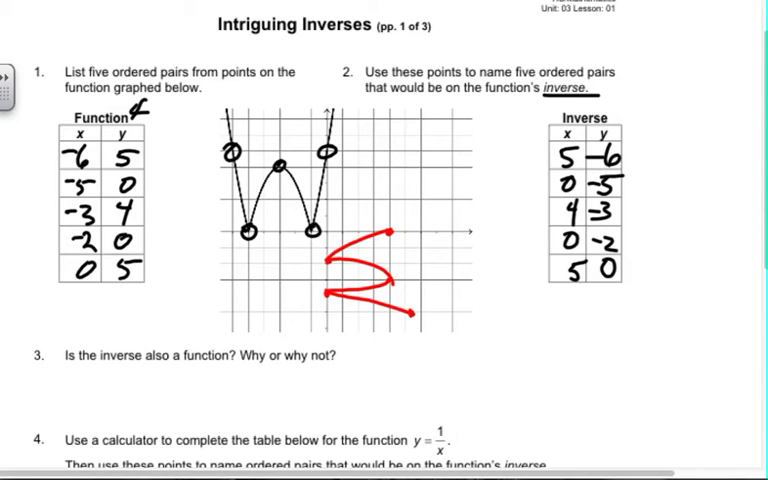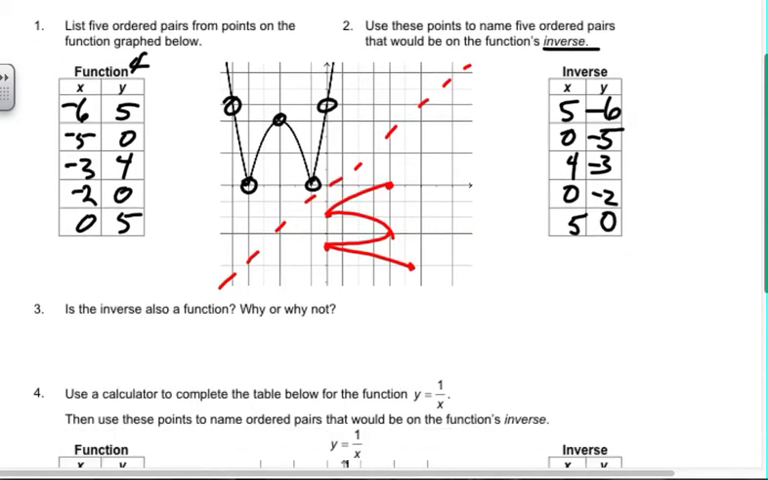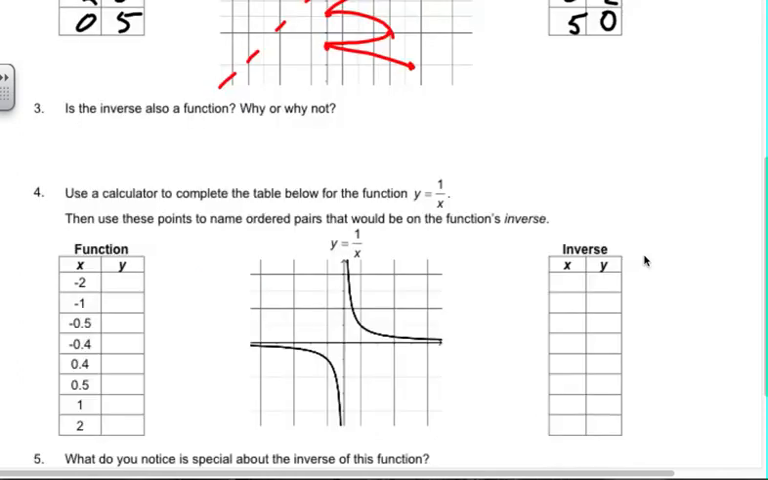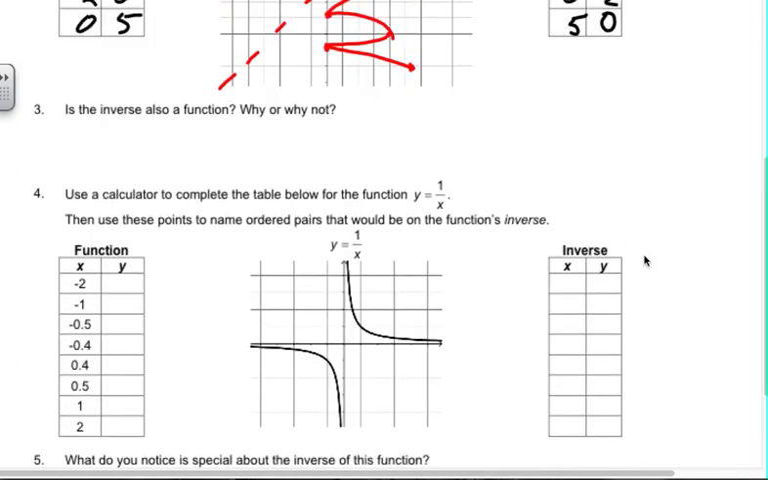And if you remember, this is a reflection through the line y equals x. Okay, so let's come down and start answering our questions down below here then. So, is the inverse also a function? Well, what we know about functions is that they have to pass the vertical line test.